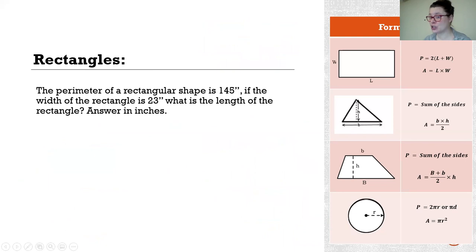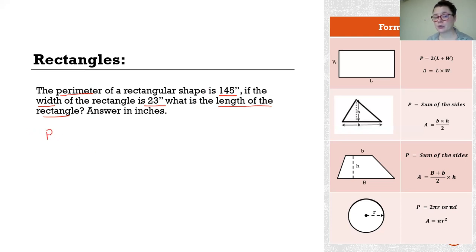Now the next question we're going to do is, again, we're going to be looking at perimeter. We've got a rectangle. This question is labeled as rectangle, but this time we're going to be doing some backwards. So this question tells us the perimeter of a rectangular shape is 145 inches. If the width is 23 inches, what is the length of the rectangle? And then answer in inches.